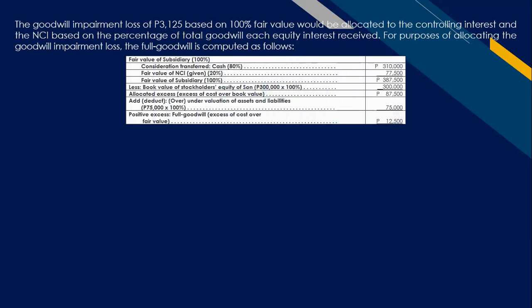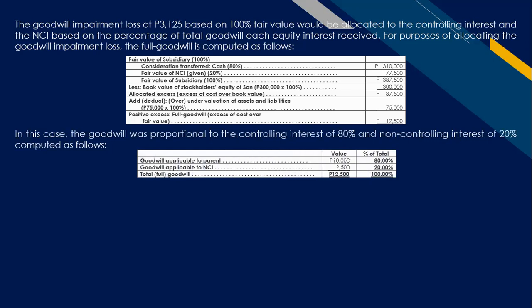So we have now the fair value of subsidiary, the consideration transferred, then we have the fair value of the NCI. Total fair value of subsidiary is 387,500. Then we have to deduct the book value of the stockholders' equity of SAN with a total of 300,000. So the allocated excess of cost over book value, but we have to deduct the over-under valuation of assets and liabilities adjustment to fair value. So we have now the positive excess using the full goodwill approach in the amount of 12,500.